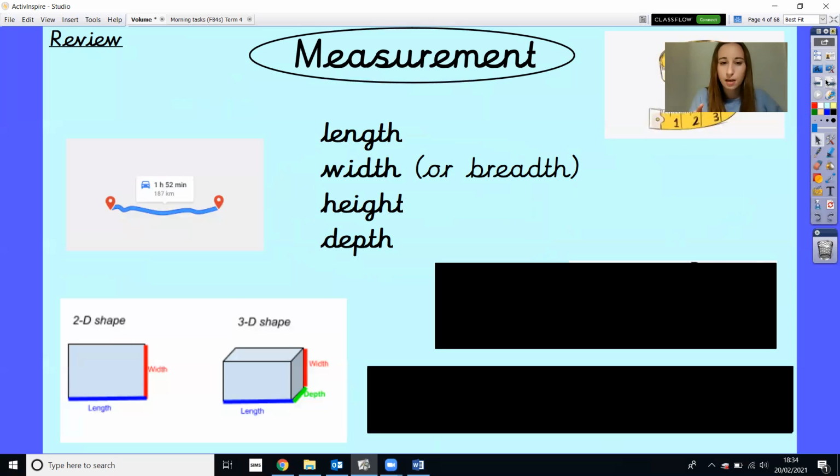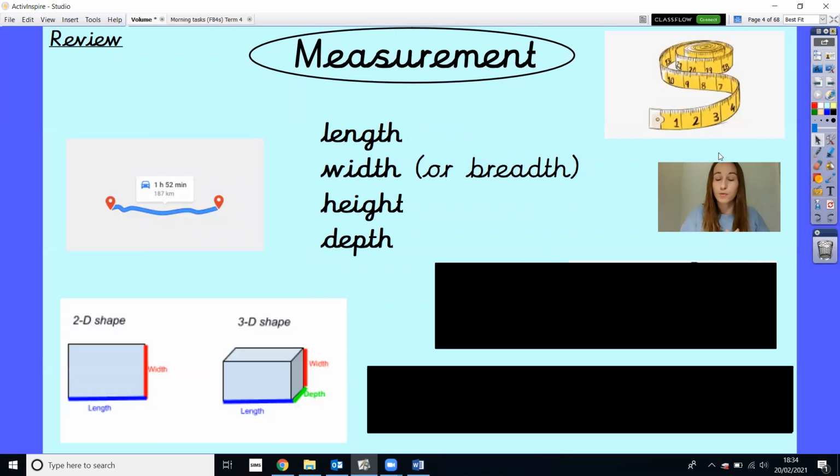Here I've got the vocabulary that I thought linked well with talking about distance. We've got length, width, which is also described as breadth. So if you see breadth, it's a similar idea. Height and depth. All of those are to do with the distance from one point to another.